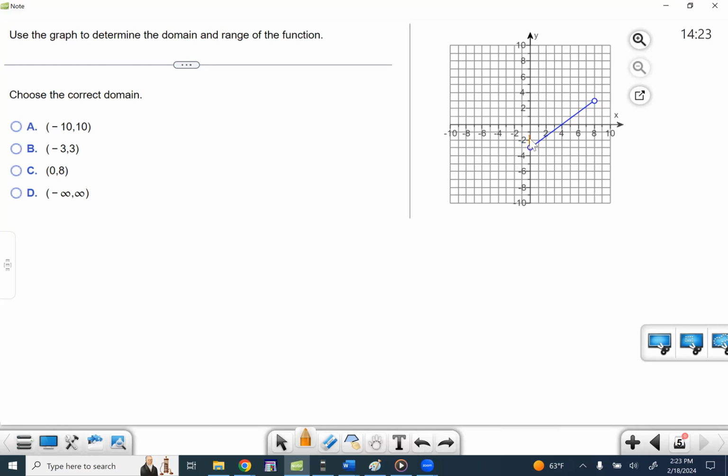So if I trace this point up to the x-axis, I can see that it touches at x equals 0. If I trace this point down to the x-axis, then I can see that it touches at 8. So the graph is sandwiched in between 0 and 8 on the x-axis. So I'm going to pick C.